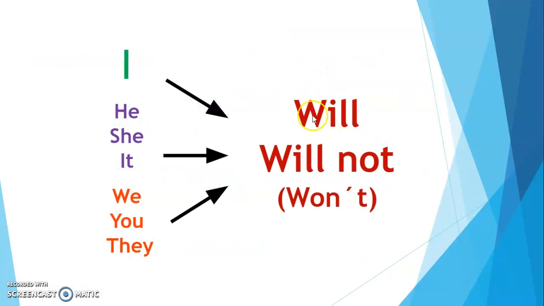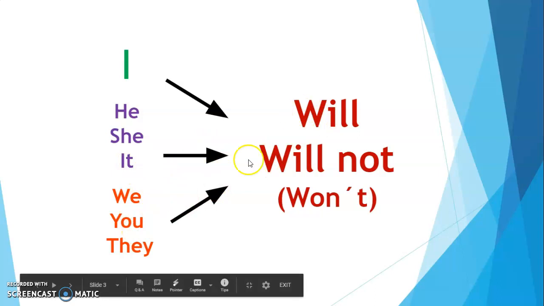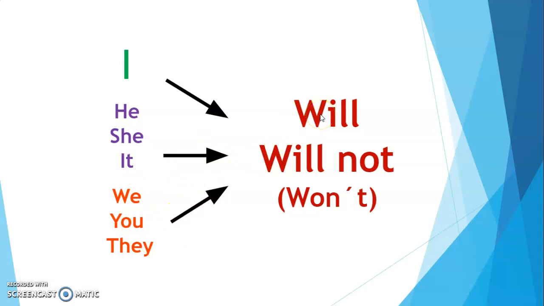The modal verb will is used with all the pronouns. I will, he will, she will, it will, we will, you will, they will. And the negative form of will is will not. And also it has an abbreviation, won't. Okay? Remember, you can use your favorite one.